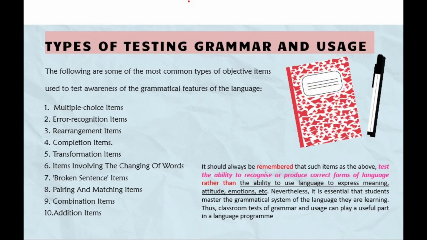Now we go to the types of testing grammar and usage. The following are some of the most common types of objective items used to test awareness of the grammatical features of the language. Multiple choice items, error recognition items, rearrangement items, completion items, transformation items, items involving the changing of words, broken sentence items, pairing and matching items, combination items, and the last one is addition items.